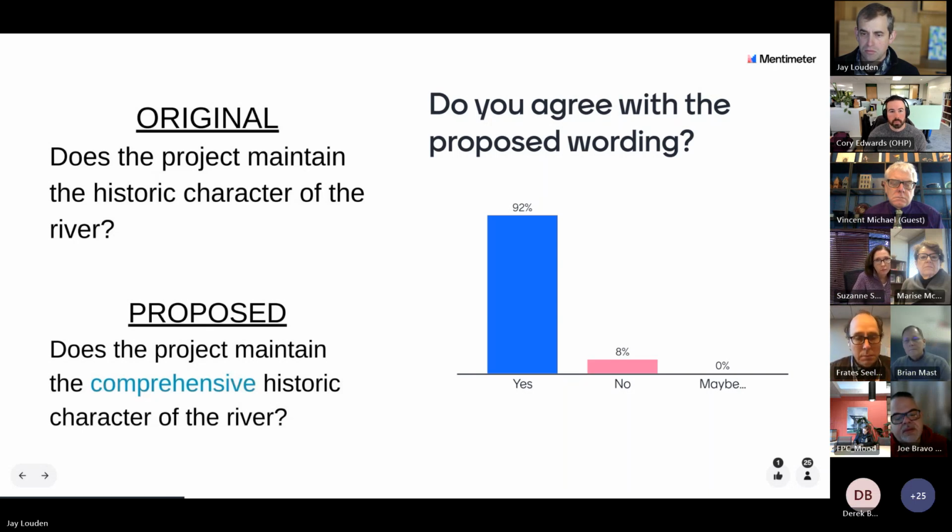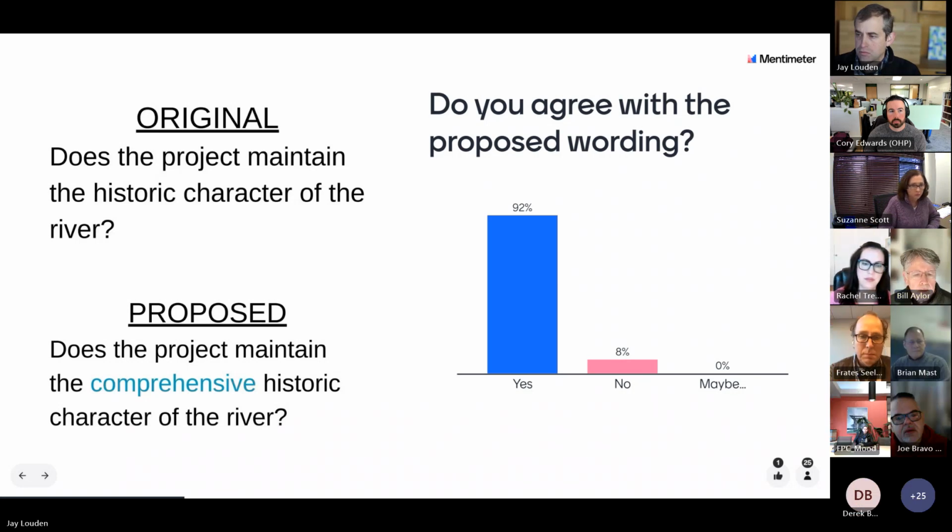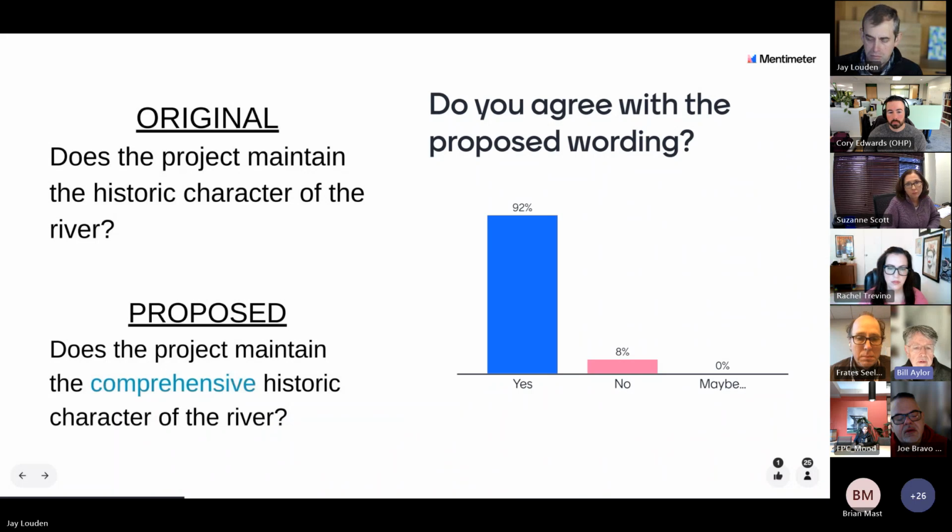This is Bill, following up on what you're just saying, Brian. What if we said, does the project balance historic and environmental or ecological character of the river? Whether it's balance or respect, I would take out the word comprehensive.